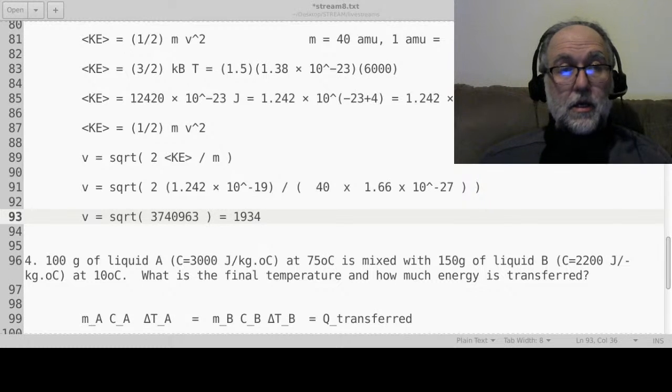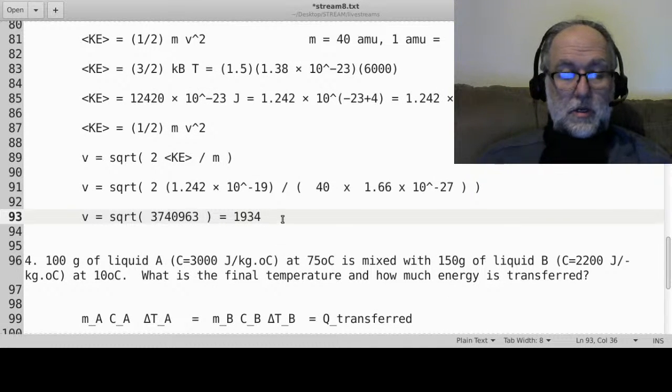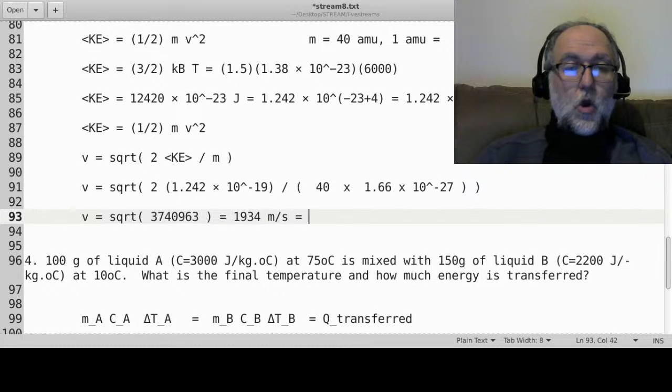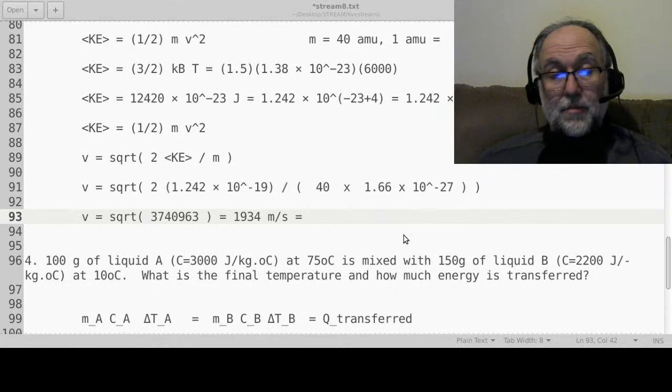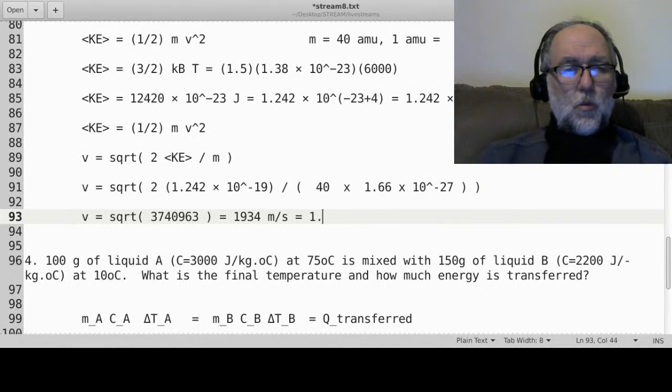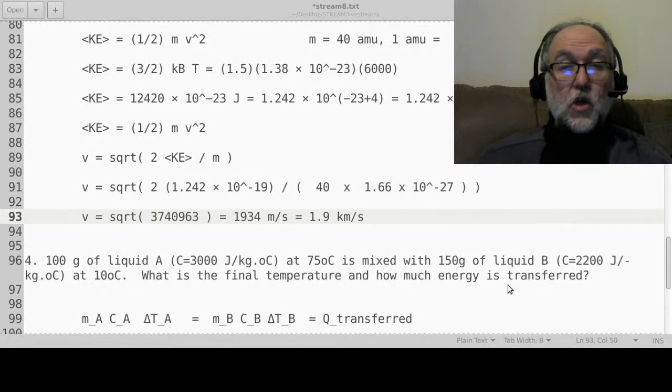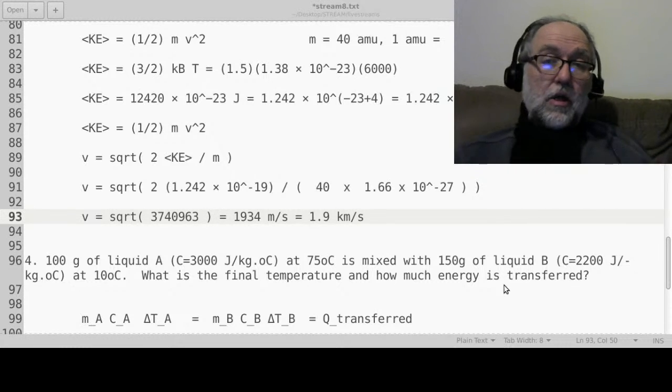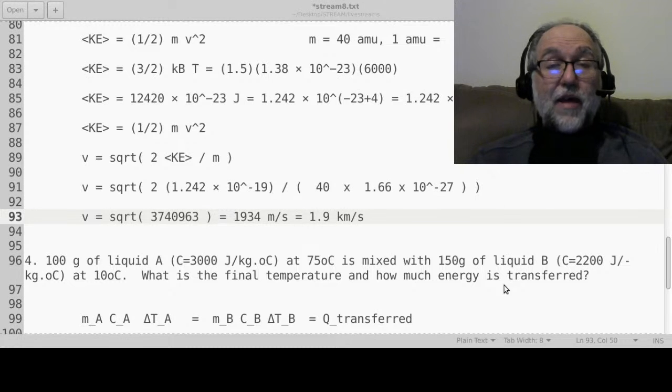Well, it's velocity. MKS units are meters per second. If I were to convert this to kilometers per second, because that's kind of an interesting number, and round off a little bit, I get 1.9 kilometers per second. So that's fast. 1.6 kilometers is a mile, so this is a little bit more than a mile every second. That's how fast these argon atoms are traveling.